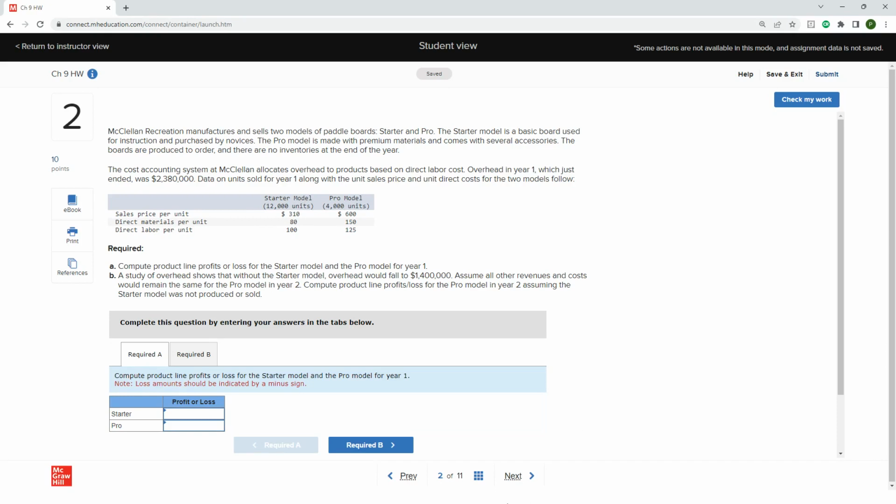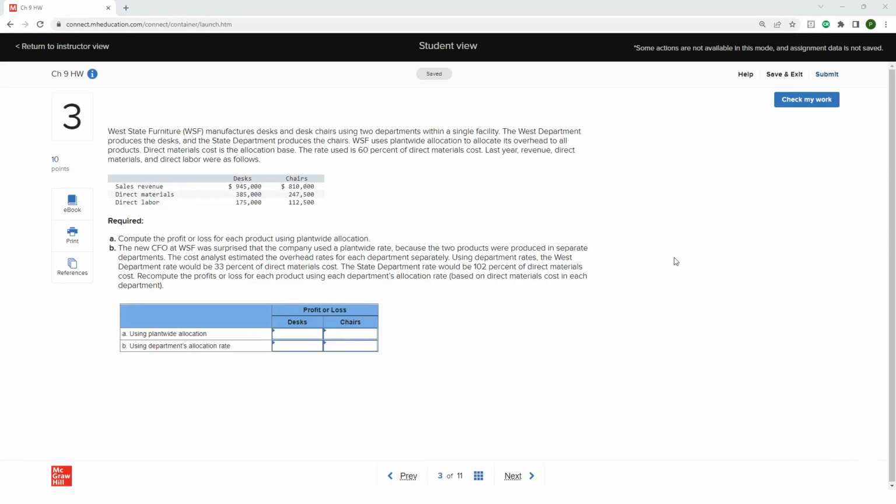Question 3. West State Furniture manufactures desks and desk chairs. They're in two different departments. The West Department produces the desks, and the State Department produces the chairs. And they allocate overhead using a plant-wide allocation. So that's pretty much the type of allocation that we've been doing in prior questions, where we just say we're going to allocate, let's say, 60% of direct labor cost as overhead. And that's actually what they're doing here. Using direct materials cost, they're going to apply a rate of 60% to calculate overhead.